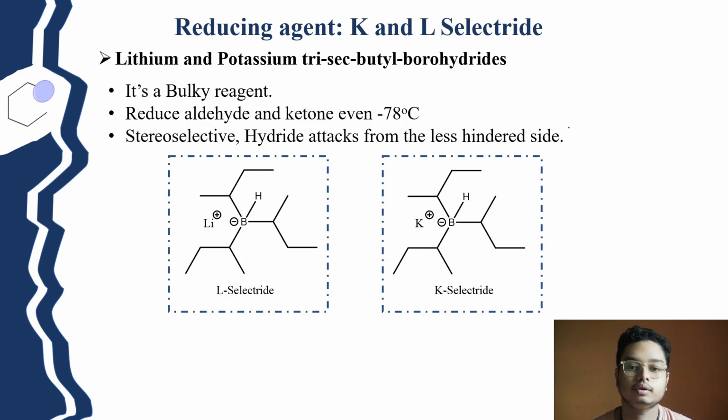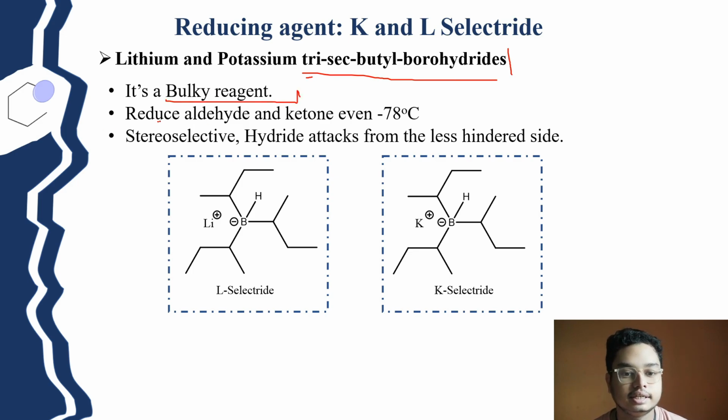Now let us talk about the K and L selectride. K and L selectride is nothing but lithium and potassium tri-sec-butylborohydride. And as we know from the structure itself, since the R group is sec-butyl, that means it is a bulky reagent. It reduces aldehyde and ketone even at minus 78 degrees centigrade. So it is a low temperature.